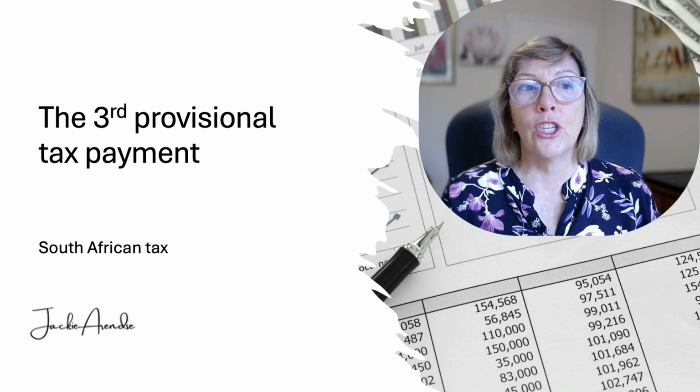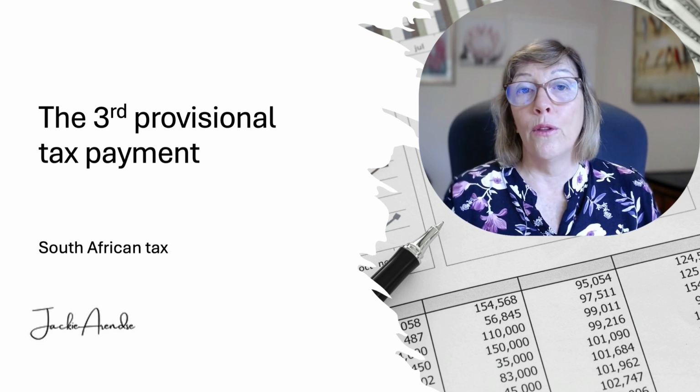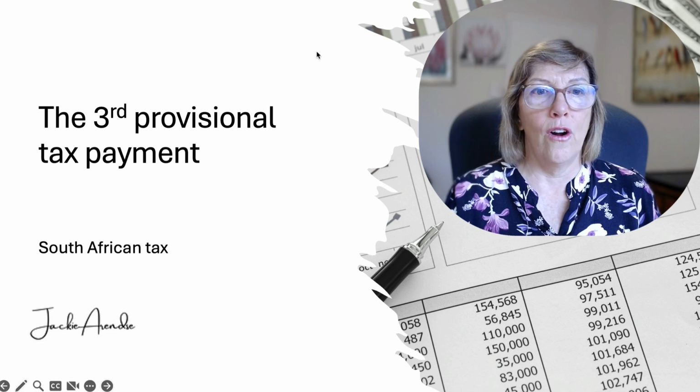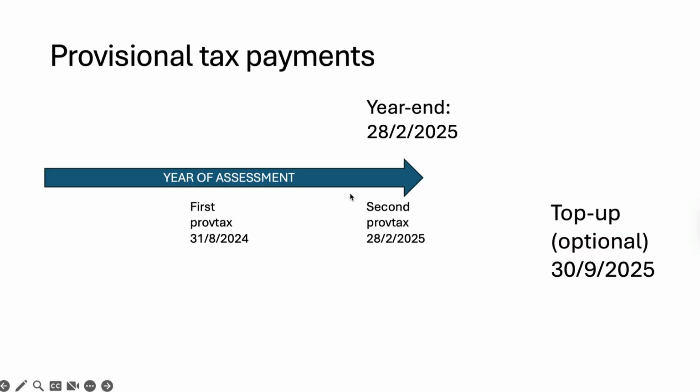Looking at the third provisional payment, those of you who've seen all the videos so far will be familiar with this little graph showing the timing of the provisional tax payments. We've got the first provisional 6 months into the year of assessment, the second by the last day of the year of assessment. So if you're an individual, a company or a trust with a February year end, these will be the dates for your first and second provisional payments. We also spoke about the penalties that kick in for late payment, underestimate, and so on.